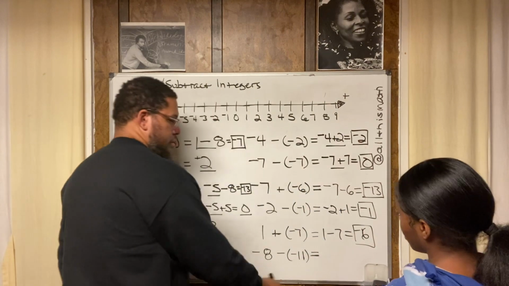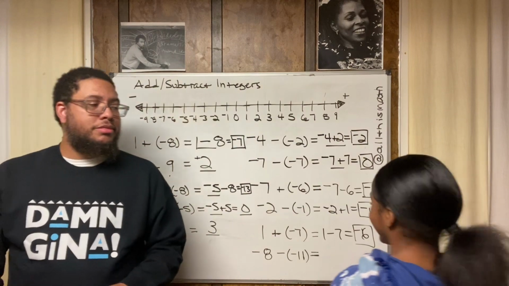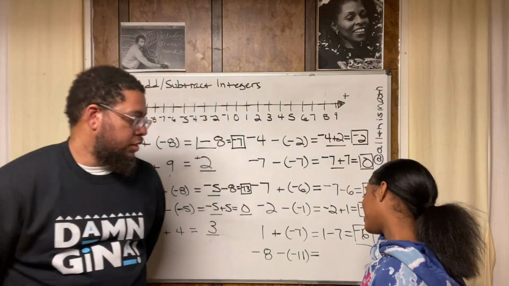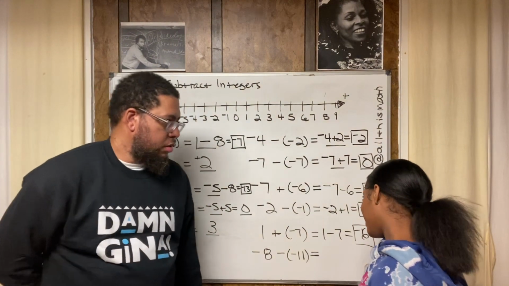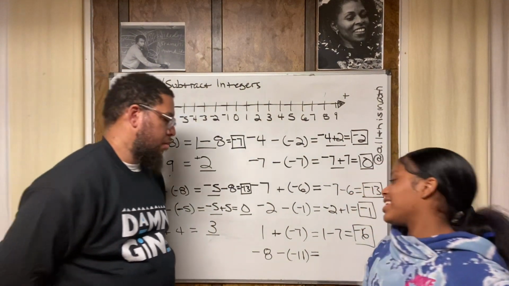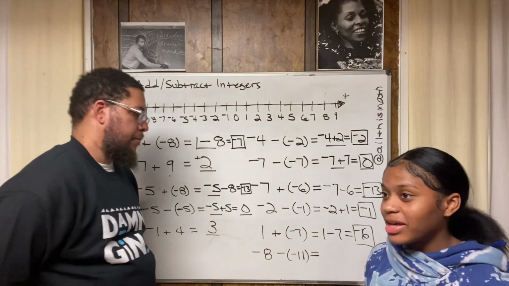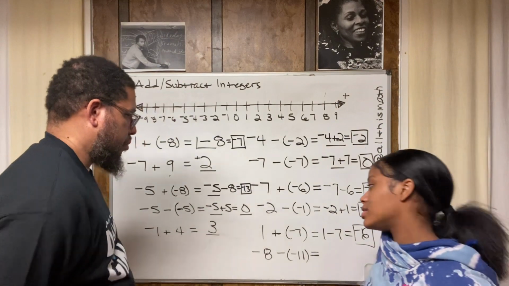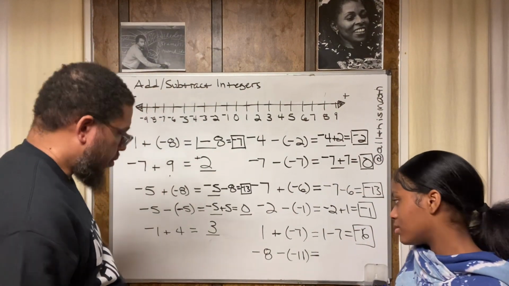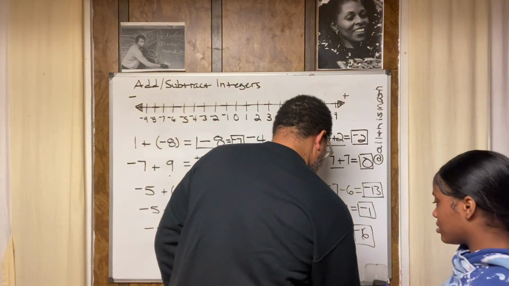Last but not least, you do this one by yourself. Tell them. Show them. Read the problem. -8 minus -11. That's a double negative, so that would be turned into an addition sentence. So it would be -8 plus 11. You are correct. It will become -8 plus 11.